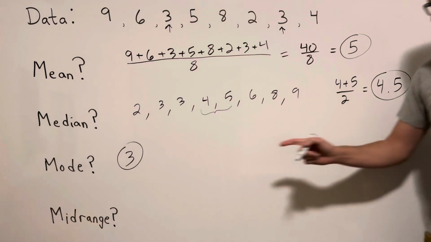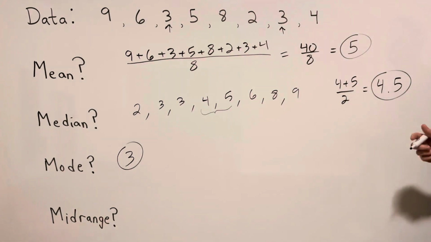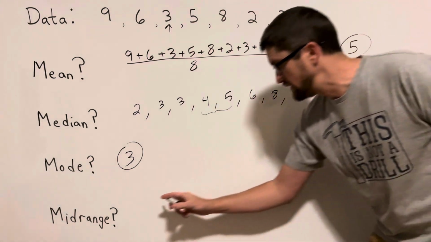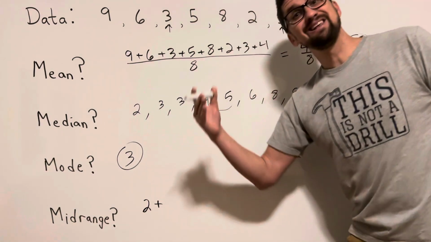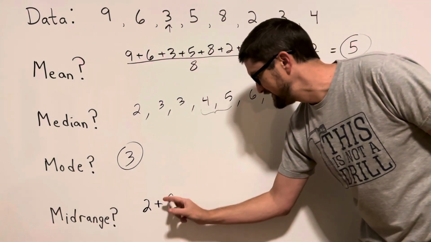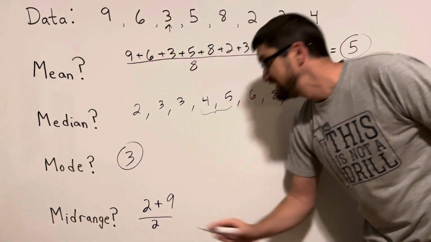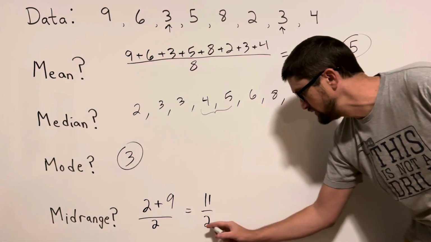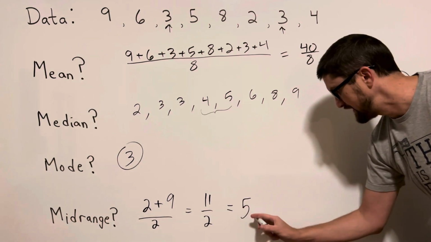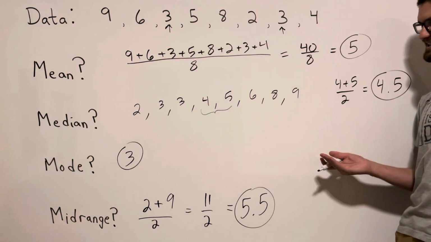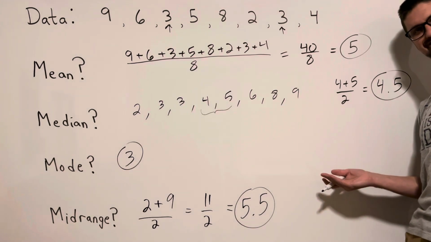And then the last one that I want is the mid-range. You want to take the smallest data value, which is 2, add the largest data value, which is 9, and divide that by 2. We get 11 divided by 2, which comes out to 5.5. That is how you calculate the mean, median, mode, and mid-range. There you go.